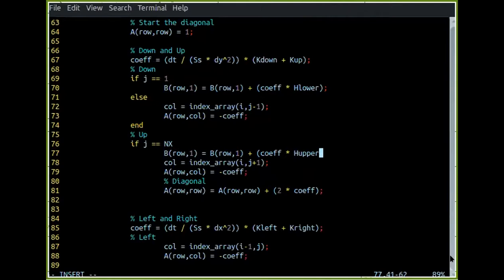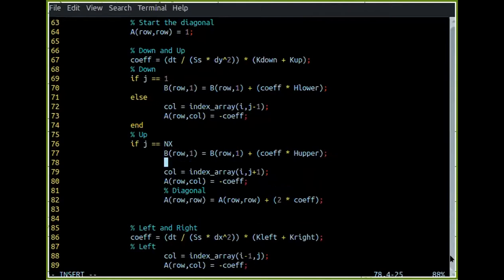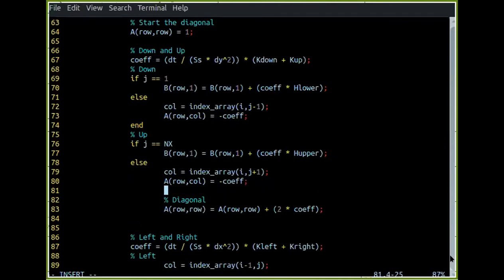Multiplied by our H upper. Otherwise, we're not in the top and we'll do everything this way. Now for our diagonal, it doesn't matter if we are on the boundary or not for the up and down directions, because the coefficient gets adjusted correctly either way here. So really the big thing is setting K down or K up based on the boundary condition.